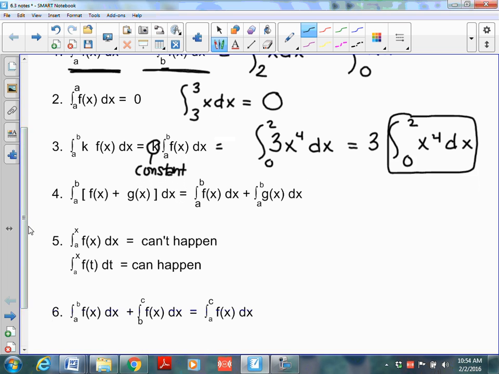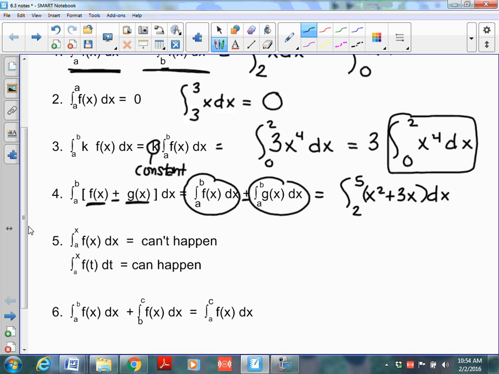Okay, the fourth one says that if you have two different functions underneath the same limit, you can add or subtract. If you want to split them up, you can split them up into two different area problems and integrate them separately under the same limit. For example, let's say you're going to integrate from 2 to 5 of x squared plus 3x dx. And I don't know why you would do this, but maybe you want to split them up and just find the area of just x squared dx from 2 to 5. And then also find the area from 2 to 5 of 3x dx. And then find the two areas and add them together. It's just another property.